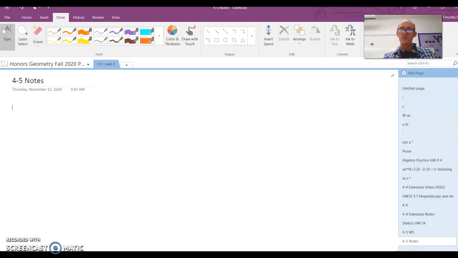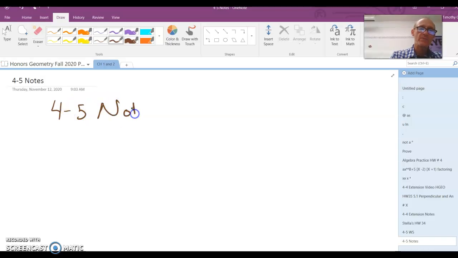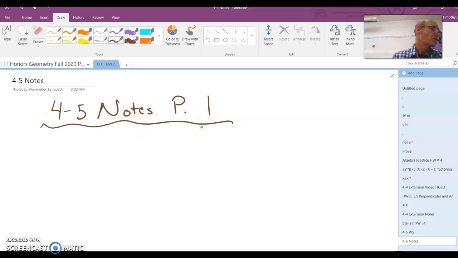Oh boy, this is 4-5 notes for honors geometry. So 4-5 notes, part one. And I totally forgot to do this, so I'm doing it now. So anyway, here we are.